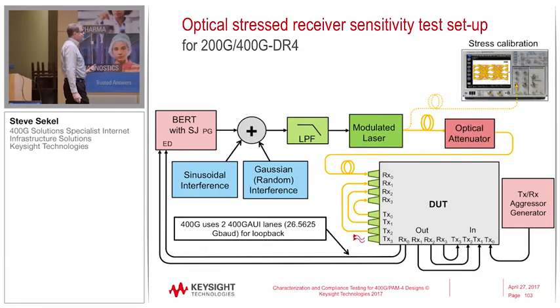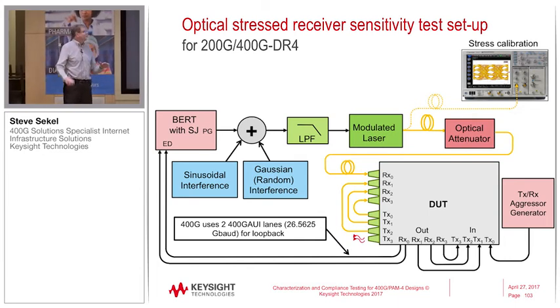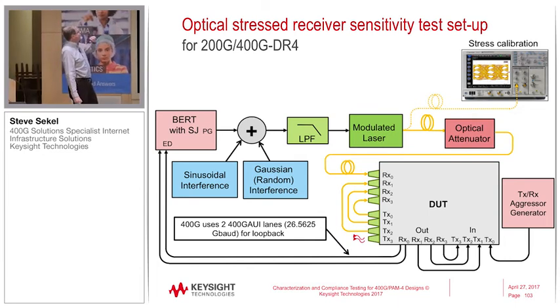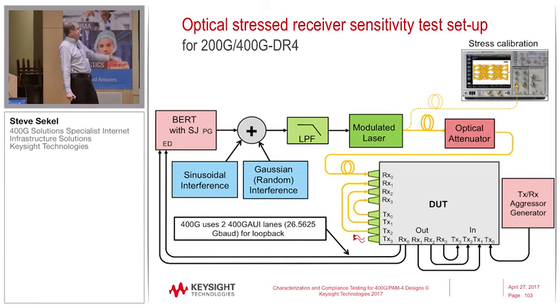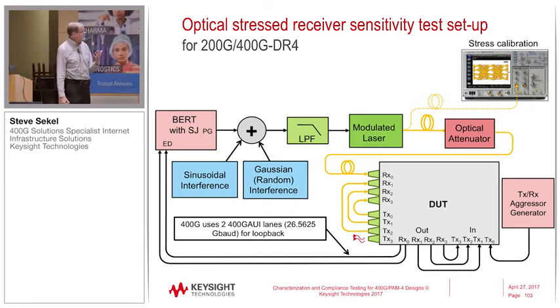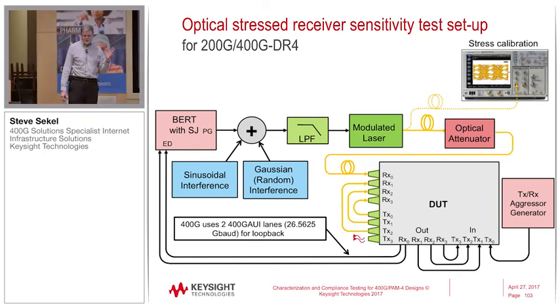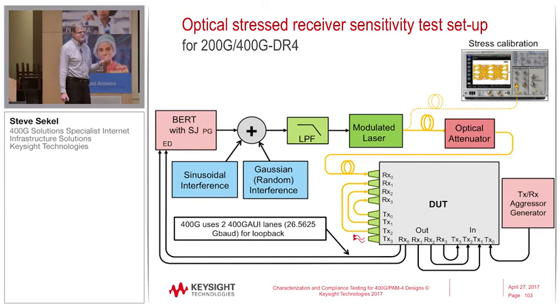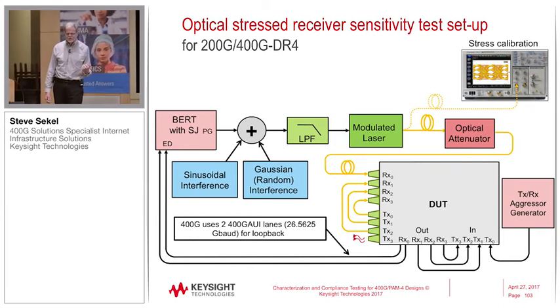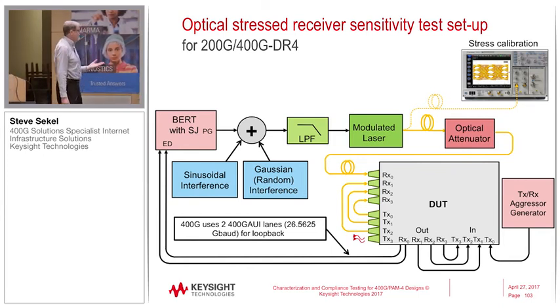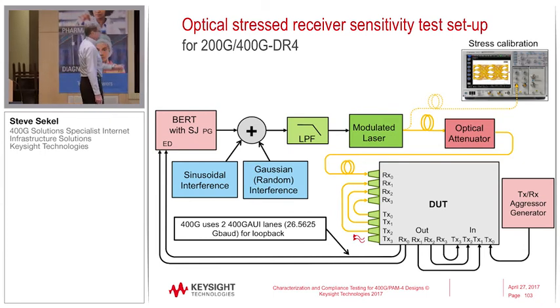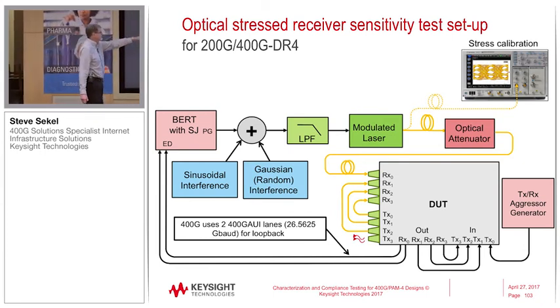So I'm almost finished here. One more wrap-up, now I'm going to move to the DR4. DR4 doesn't have the WDM. This is the lower cost, lower reach, always 4 lanes of fiber optic running in either 26 gigabaud or 56 gigabaud. And this is the optical stressed eye setup for a very, very similar thing.